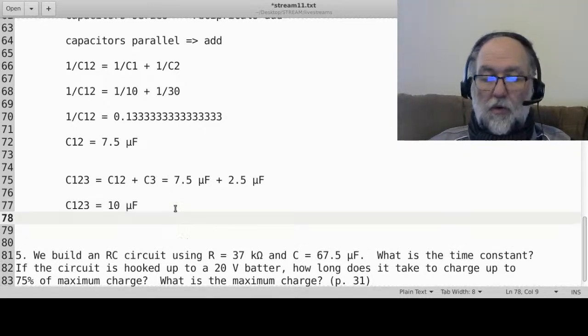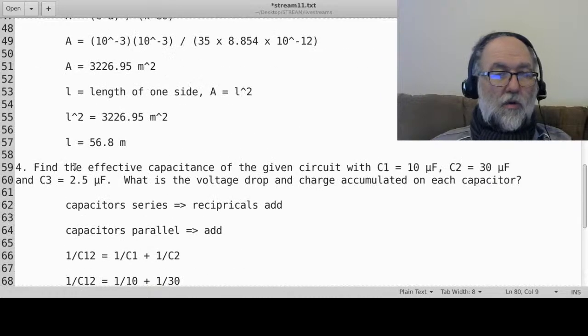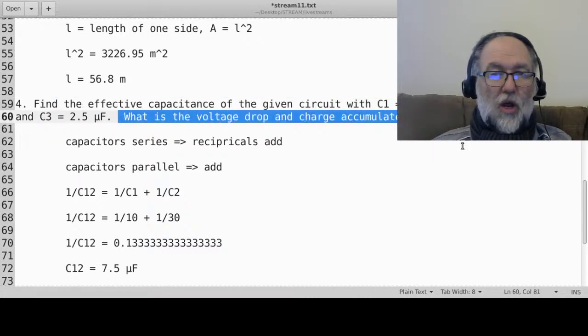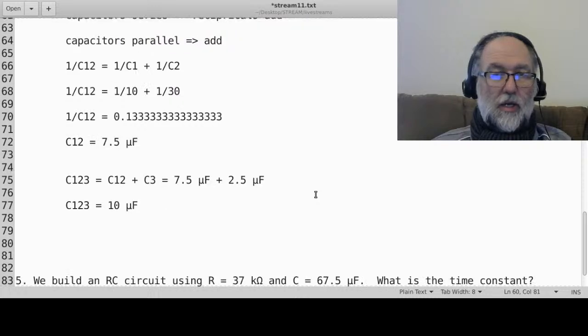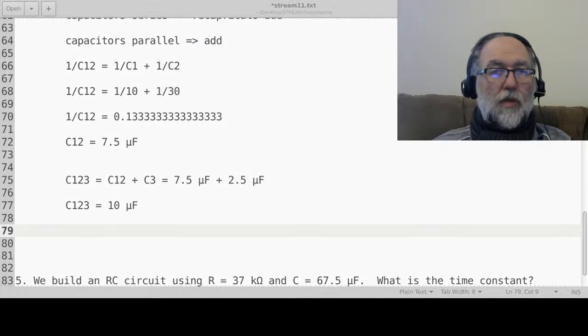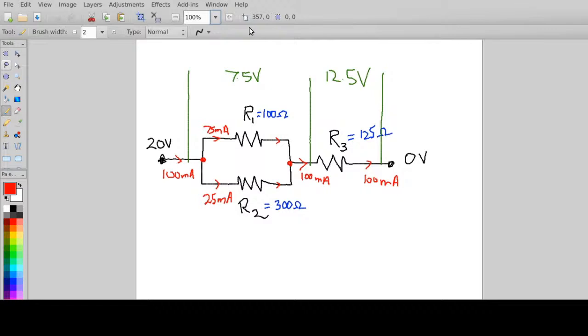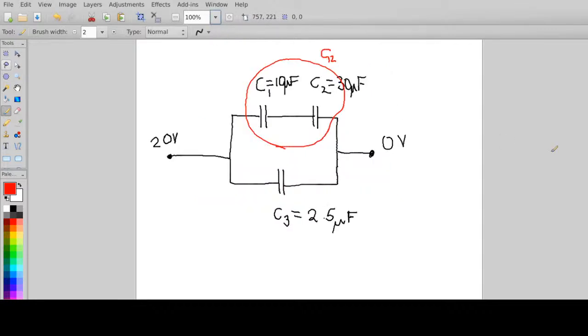Let me continue. All right, so we found the effective capacitance of the circuit. What is the voltage drop and charge across each capacitor? Okay, so let's go back to this diagram right here. No, not that one. This one. Nope, not that one. Sorry, this one. There we go.